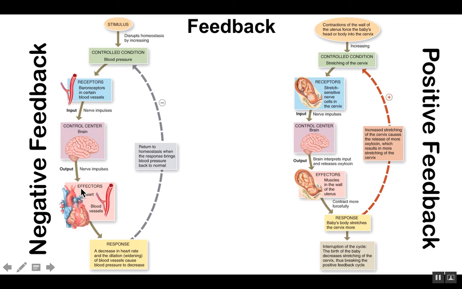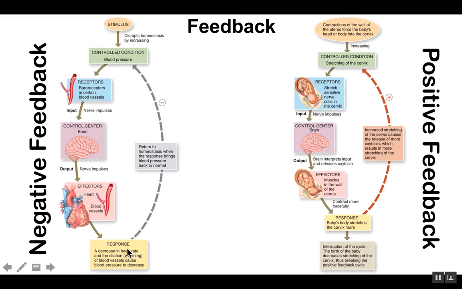The effectors are your heart and blood vessels. That should make sense. Blood pressure is due to your heart contracting and due to the pressure in your blood vessels. Those organs can bring that pressure down if it got too high, or they can bring it up if it got too low. And that would be the response.